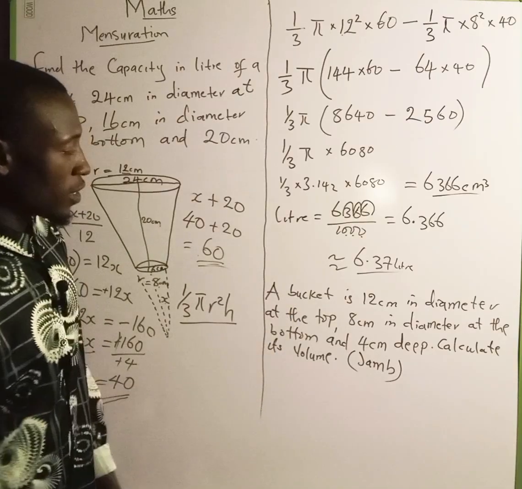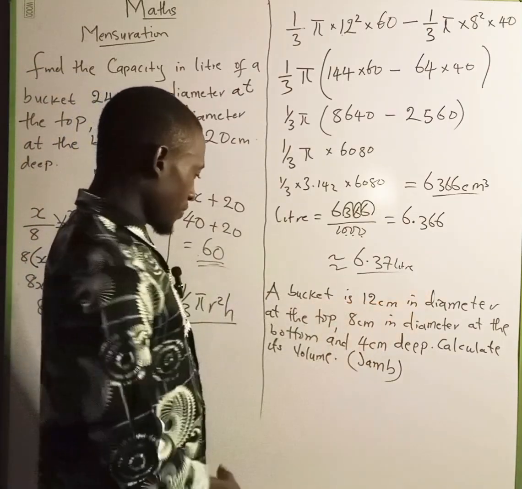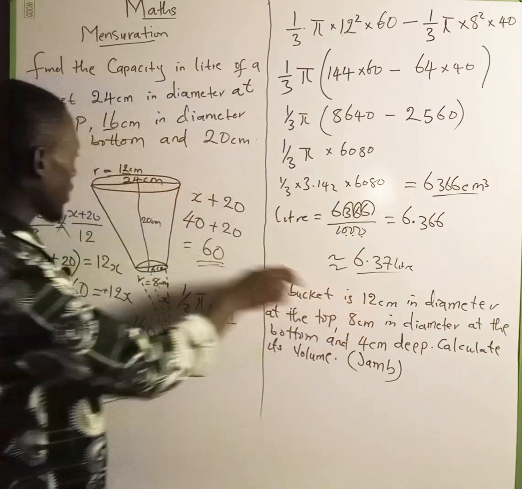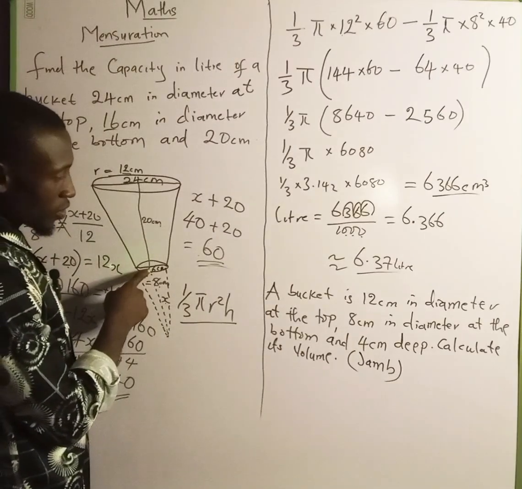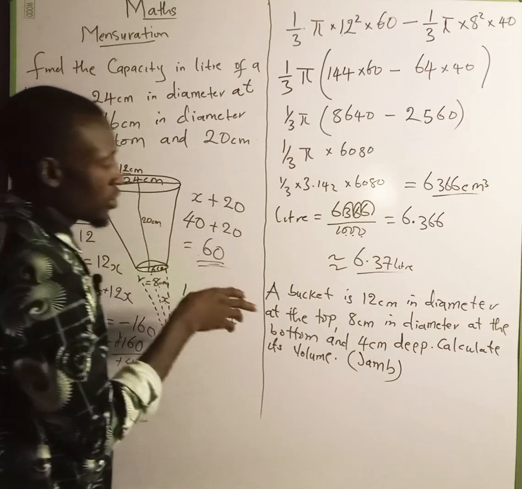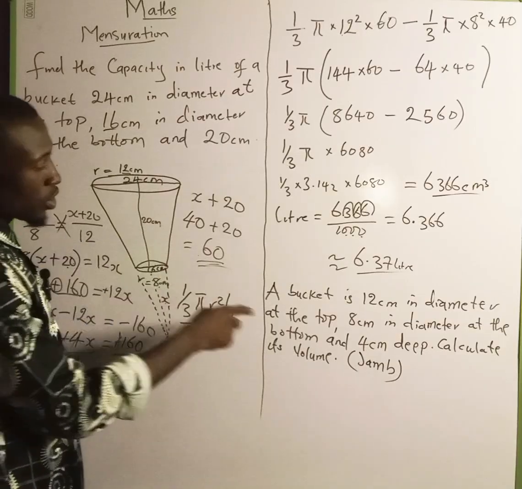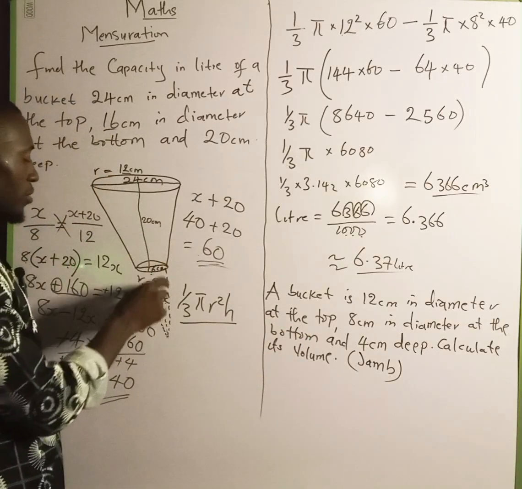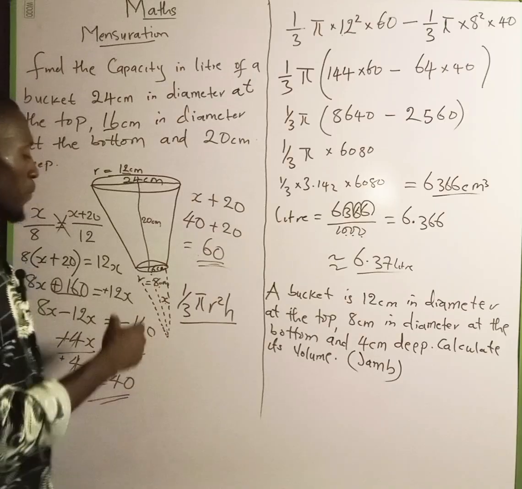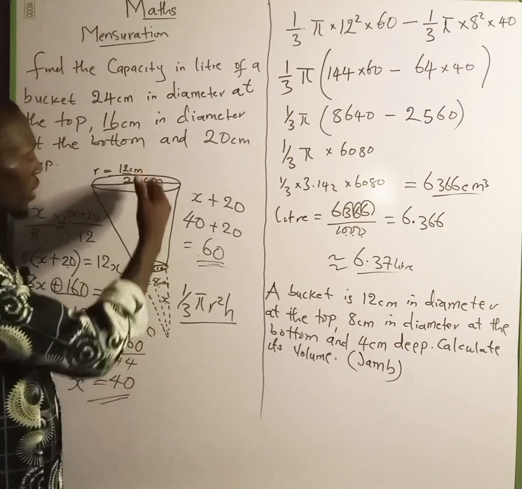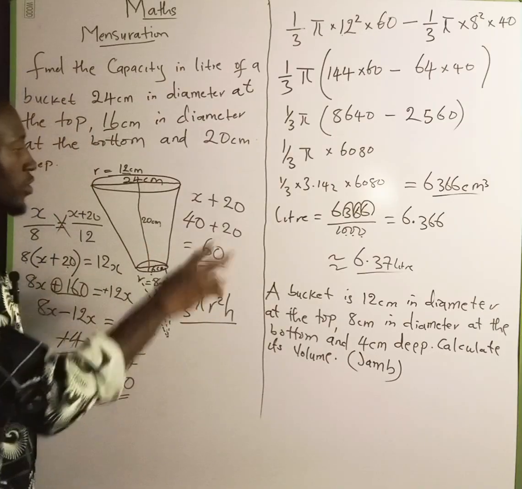So we have an exercise here for you to practice. This is a JAM question. A bucket is 12 cm in diameter at the top, which is just like this 24 cm, 8 cm in diameter at the bottom, which is just like this 16 cm, so you will divide them and get the radius, and 4 cm deep, just like this 24 cm. Calculate its volume. You do the same thing: extend to get a full cone, and from there you get the height of the smaller cone. You then calculate the volume of the big cone subtracted by the volume of the smaller cone, and then you have your final answer.